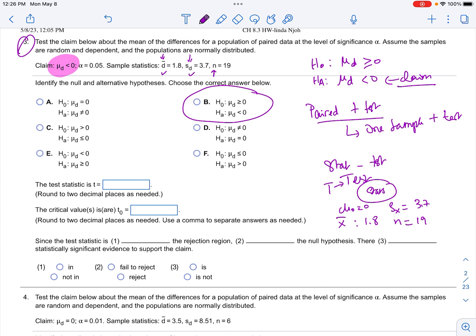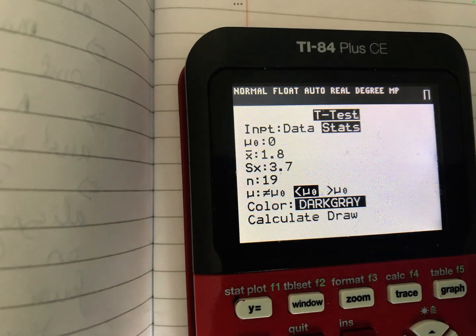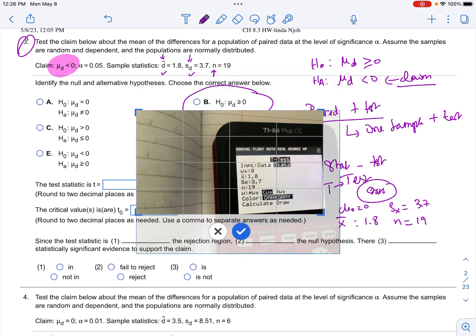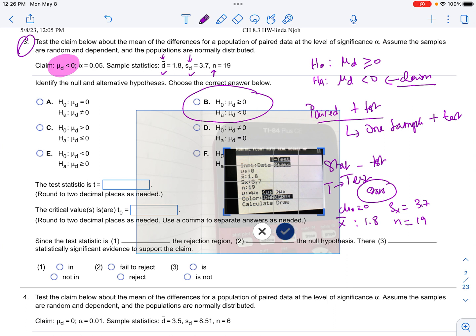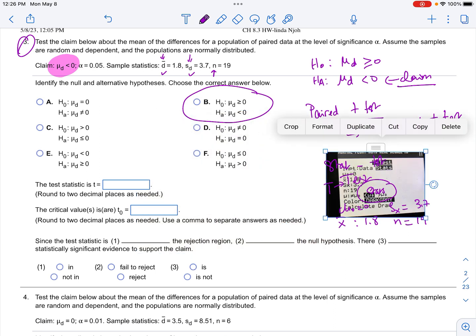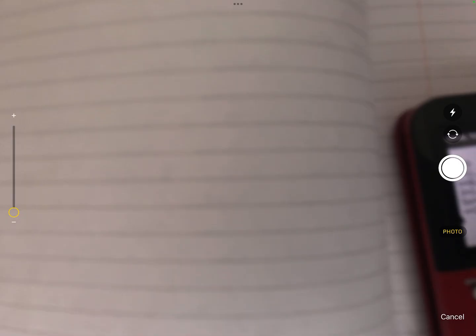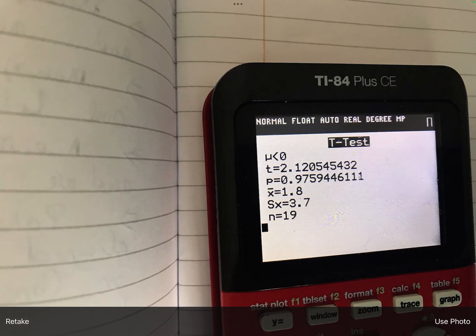So I'm jotting down: X bar is 1.8, Sx is 3.7, N is 19. And then it's a less than test. So this is what you enter inside your calculator. It's a t-test. And once you do that, you just go to Calculate, and it gives you your test statistic. There goes your test statistic.